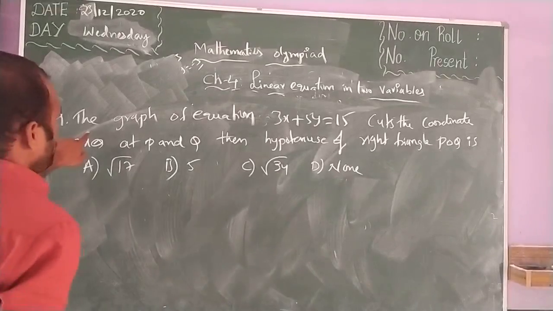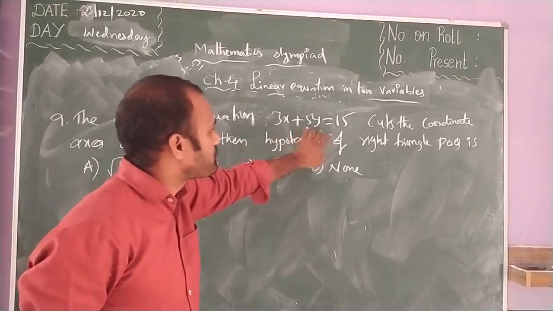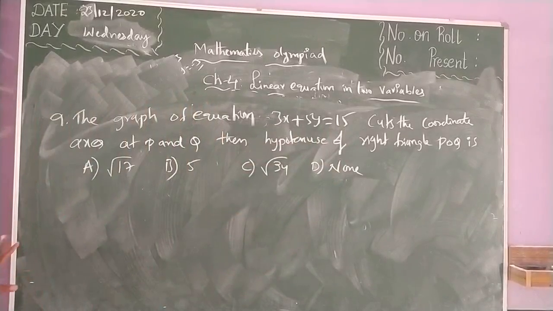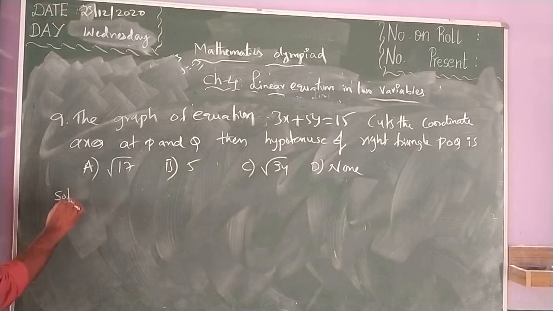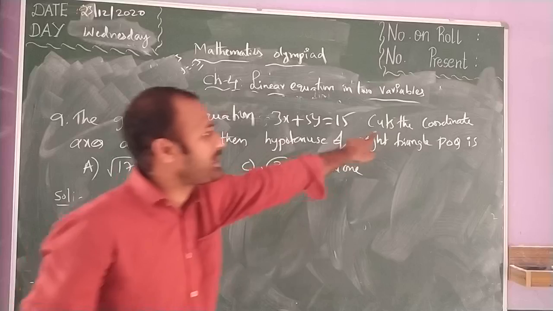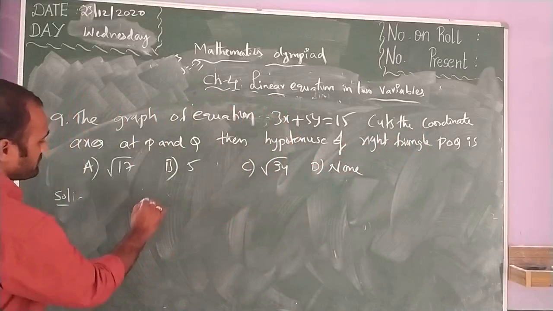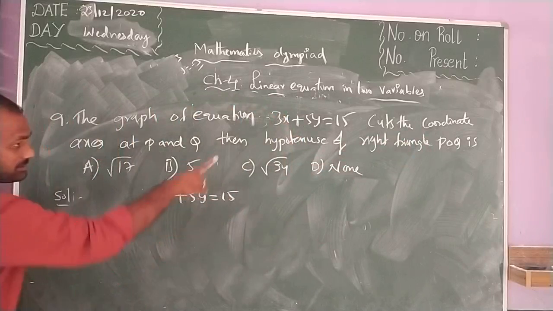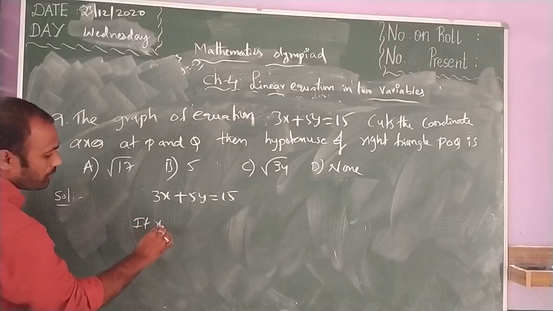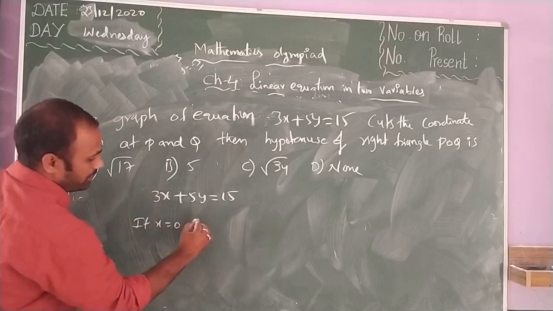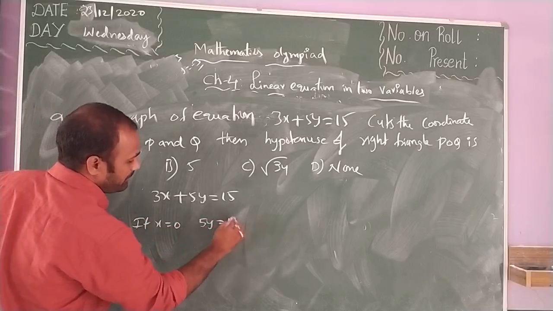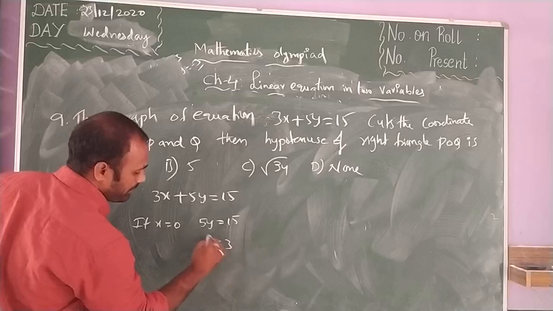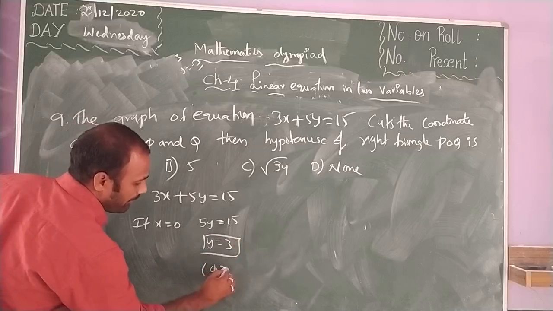Next, ninth question. The graph of the equation 3x plus 5y equals 15 cuts the coordinate axis at P and Q. Then the hypotenuse of the right triangle POQ is. The same concept here, it is cutting the coordinate axis, so let us find the points first. The given line is 3x plus 5y equals 15. Since it is cutting the coordinate axis, if x is equal to 0, then 5y is equal to 15, y is equal to 3. So the point is 0, 3.